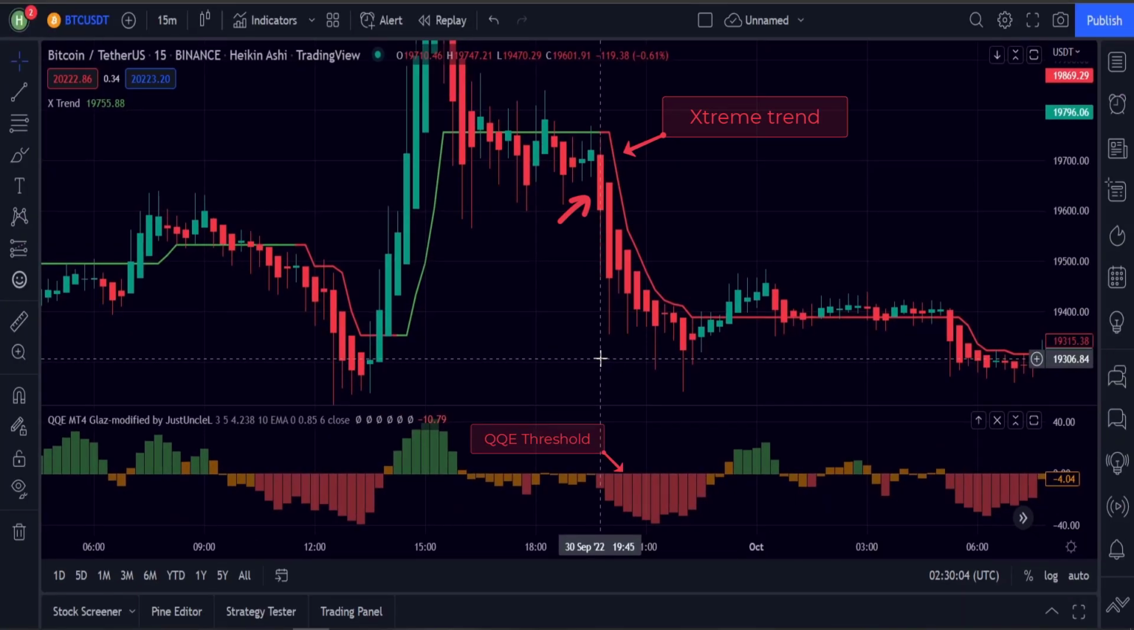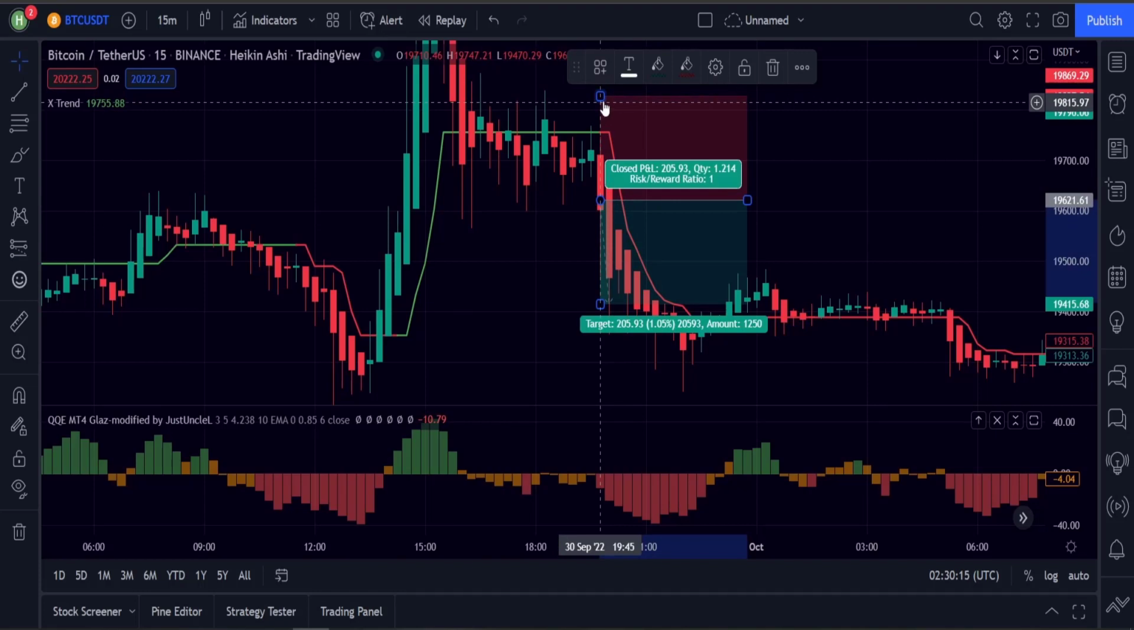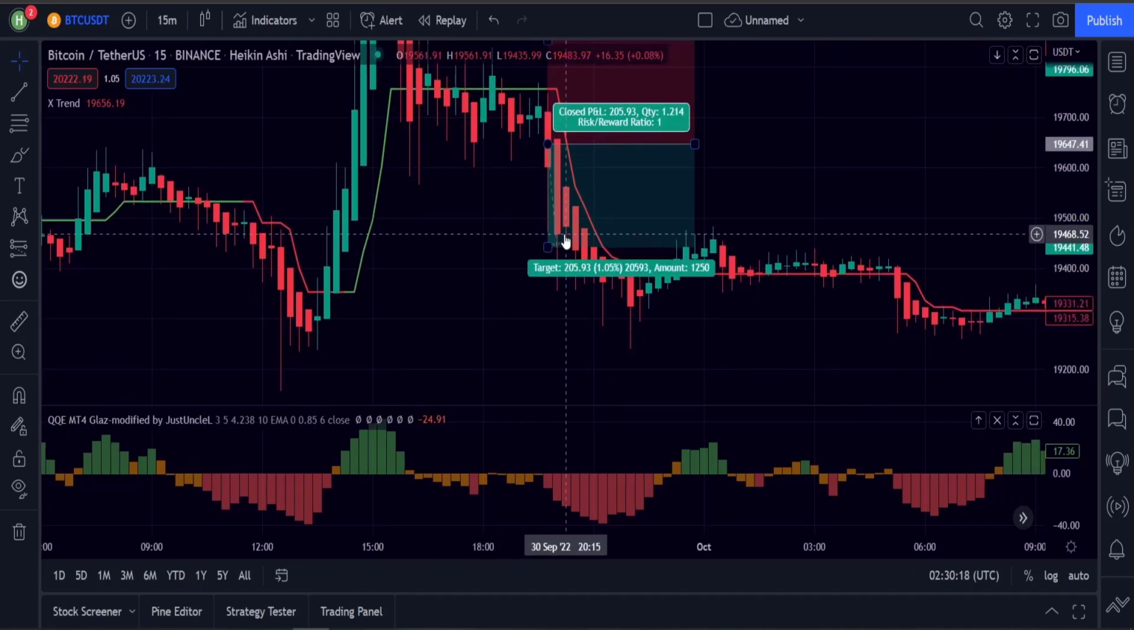So, I'll enter the trade right here, and for stop loss, I like to keep it at the recent swing high for a sell trade, and I'll take profit at a 1.5 risk-to-reward ratio. And this one would have been a profitable sell trade.